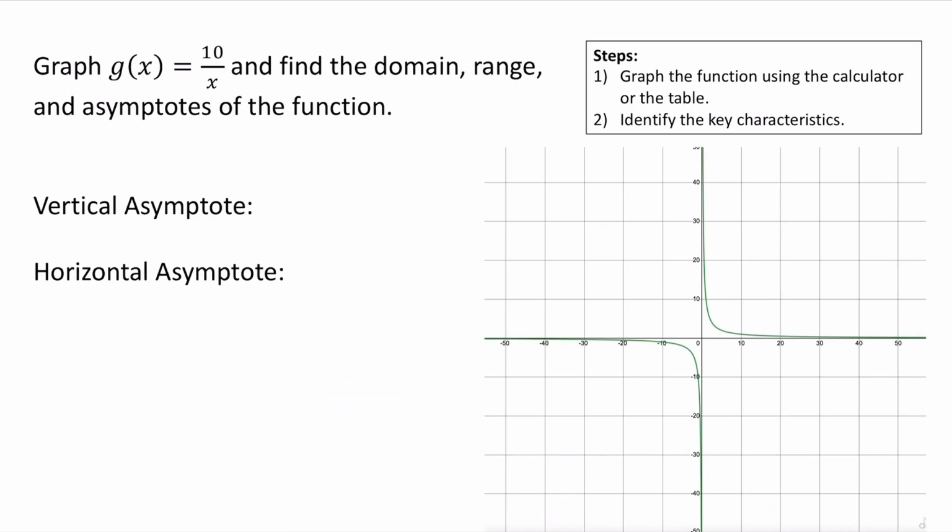So let's graph g of x equals 10 over x and find the domain, range, and asymptotes. We already talked about the domain and range, so let's look at the asymptotes. Notice that it's going to get really, really close to x equals 0, but not actually cross it. So we would say it has a vertical asymptote at x equals 0. It also tends to y equals 0 as x approaches positive infinity and as x approaches negative infinity. So we would say there's a horizontal asymptote at y equals 0.